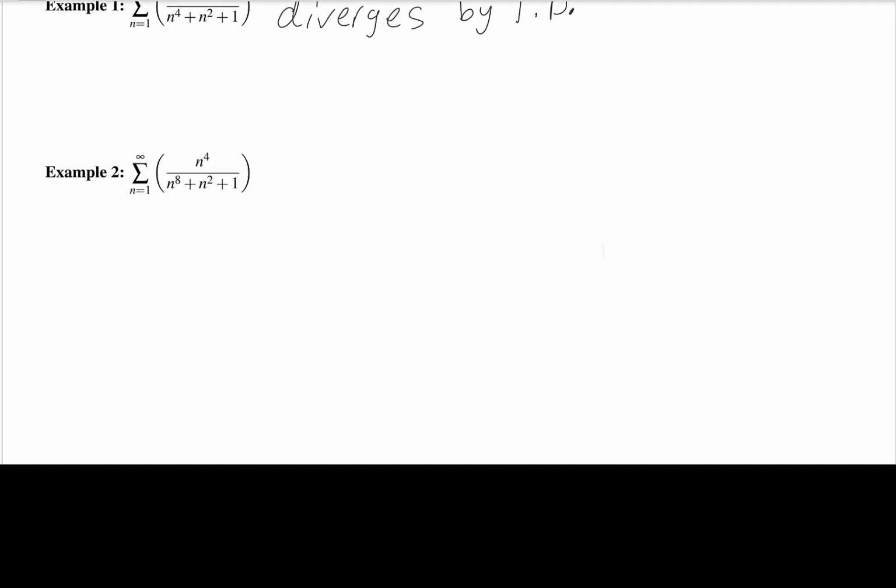Okay. Now let's actually get to a scenario where we use our comparison test. Here we can see that the test for divergence is going to fail. And this doesn't look like telescoping or geometric, or anything else that we can really use. I definitely don't want to create the S sub n for this, right? So we don't really have anything else to use. So at this point we should be thinking comparison tests.